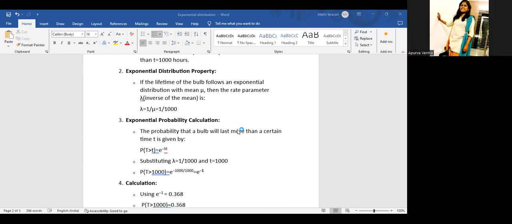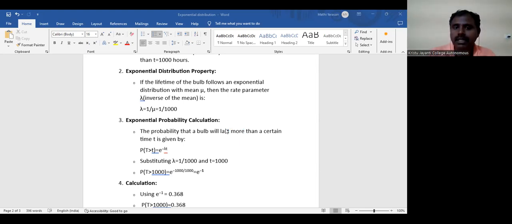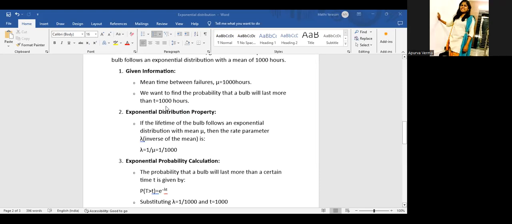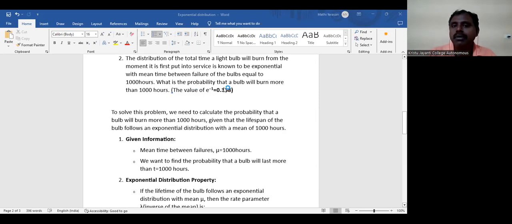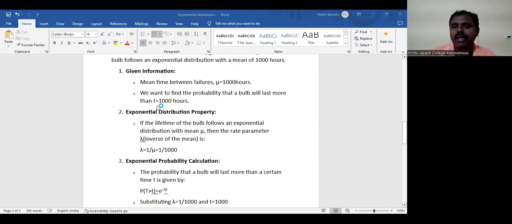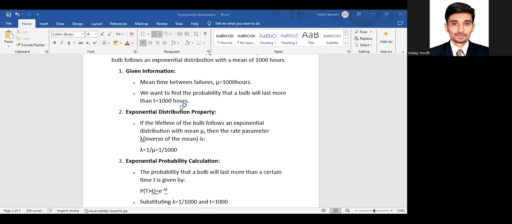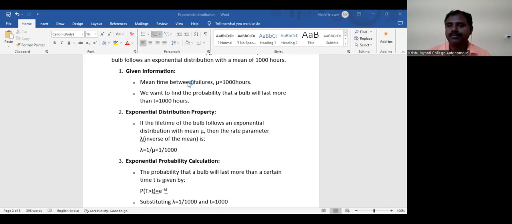T? Which one, ma'am? T is equal to 1000 hours. T is nothing but 1000 hours. We have to find out what is asked in the question: what is the probability that the bulb will burn more than 1000 hours? That is the T. So 1000 is the steady state value, and if more than 1000, then it will be a different equation. Yes, sir. Okay.